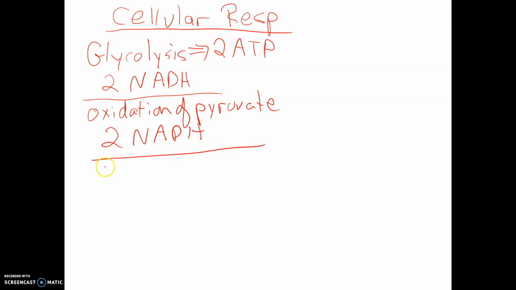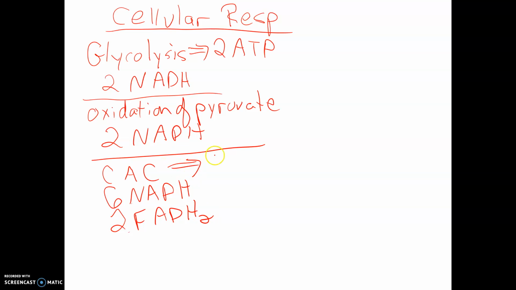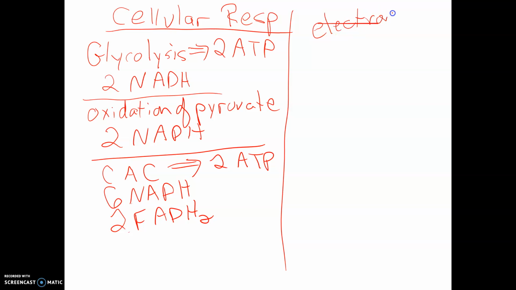And then our third step is the citric acid cycle, and that produces 6 NADH molecules and 2 FADH2 molecules. And it produces 2 ATPs or GTPs directly. So then we come to the electron transport chain. All right, so 4 ATPs have been produced.